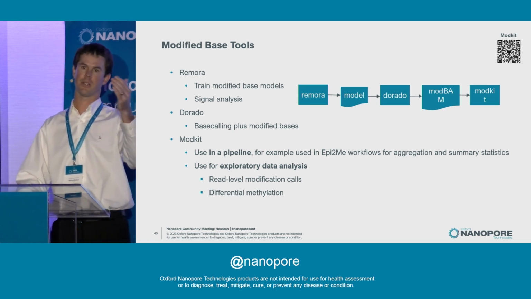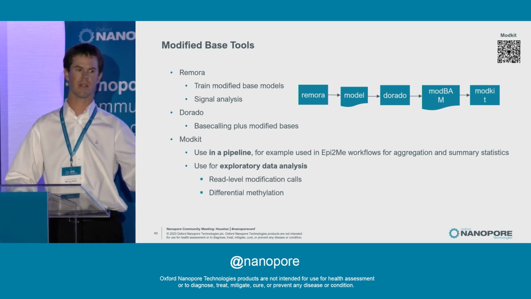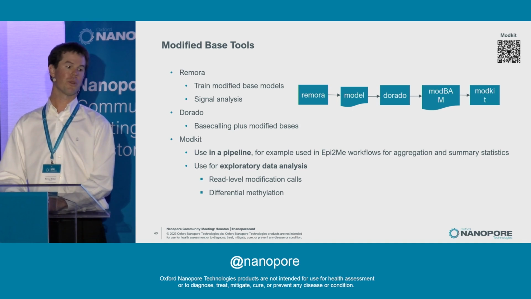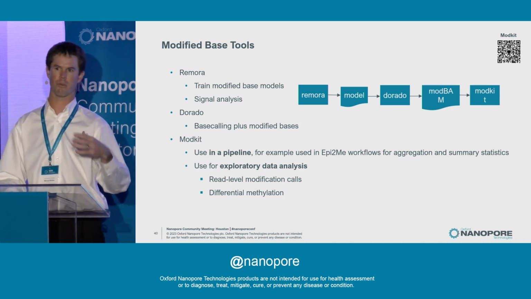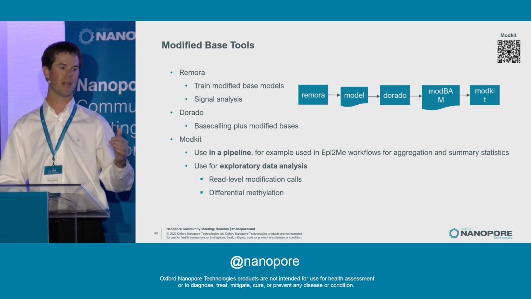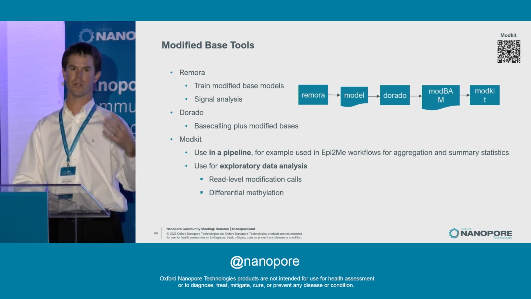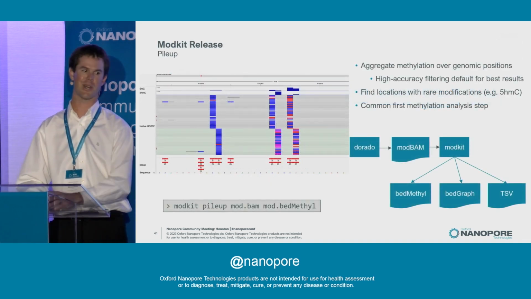ModKit is the post-processing after you've called modified bases. ModKit is the tool for anything downstream, and I'll go into all the things that it can do in a minute. You can use it in a pipeline, so Epi2me uses this, as well as any summary statistics, high-level things you want to get out of your mod BAMs. And you can also use it for exploratory data analysis to get read-level modification calls, differential methylation, and anything else downstream. If there's more things people want, please let us know.